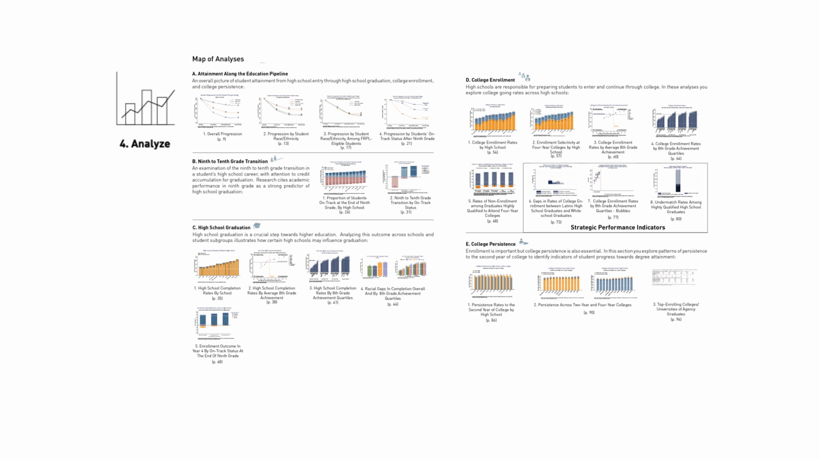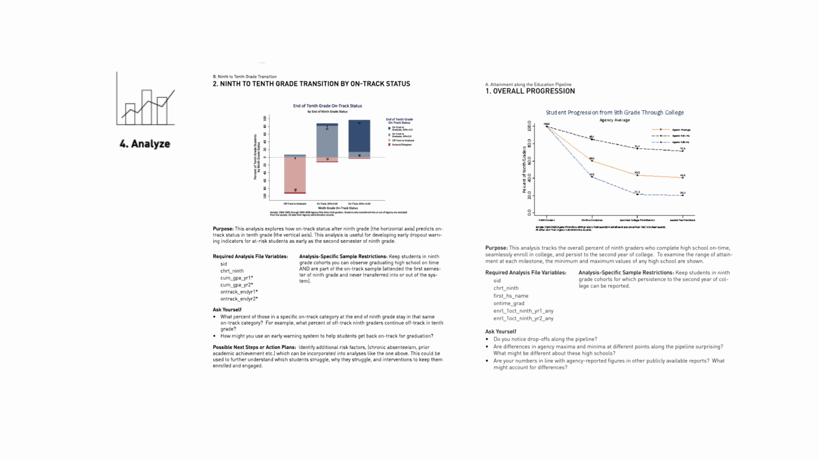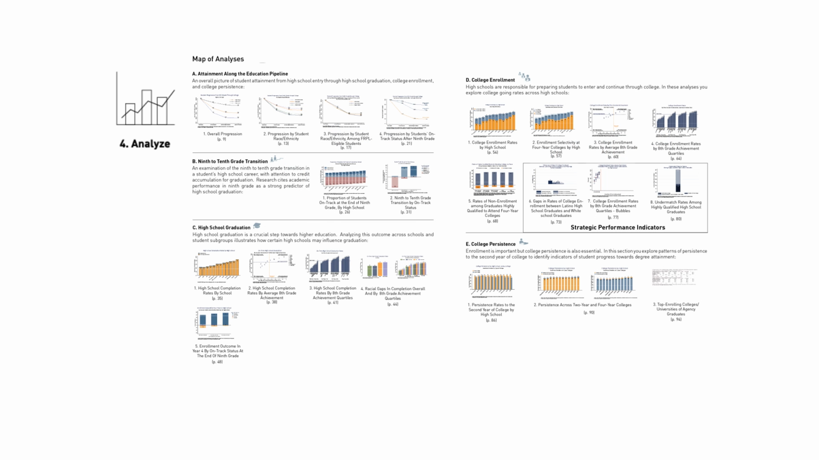Analyze will help you produce data visualizations that answer key questions such as, how are students transitioning from 9th to 10th grade? Are they on track to graduate? How are students who graduated from high school enrolling and persisting at post-secondary institutions? How does this vary by different high schools? Importantly, these key indicators also include our Strategic Performance Indicators, or SPIs, that have been touted in the national media.